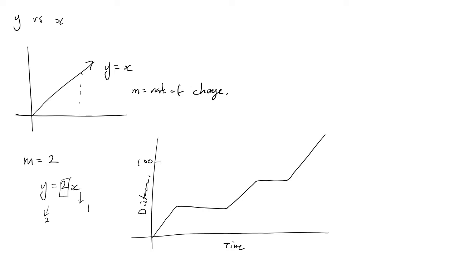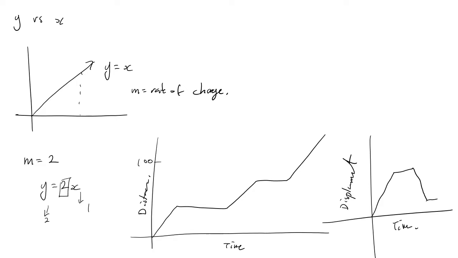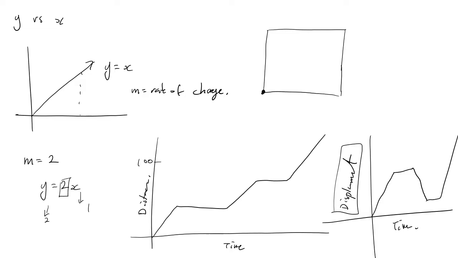Now, displacement time graphs can increase, then decrease, and increase again, because the difference between distance and displacement is that displacement has direction. So for example, let's say we traveled 100 meters north, 100 meters east, 50 meters west, 100 meters south, and then 100 meters west. So we started here and we ended here.